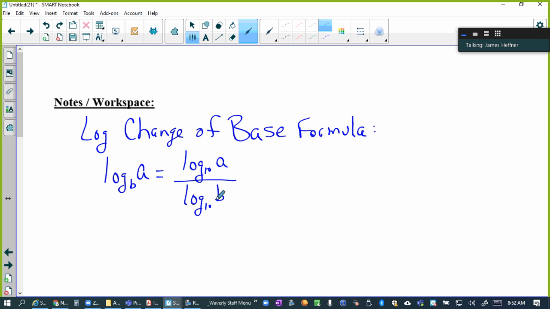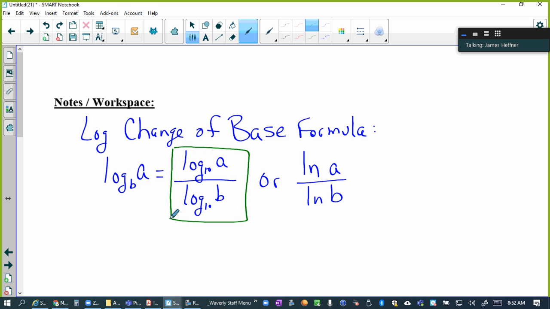Now also, this will work as well. We'll get to natural log later, ln. You could write it as natural log of a over the natural log of b. I know you don't know what that is yet, but okay. This is what you can enter into your calculator to get the equivalent graph or a table of values, whatever the base is, if it's not base 10, okay?